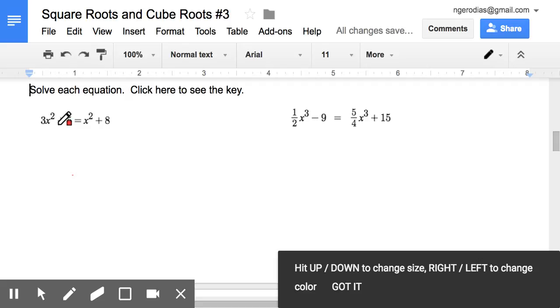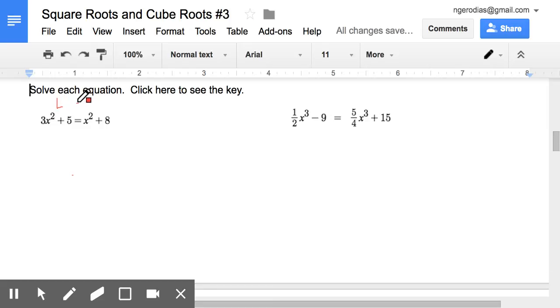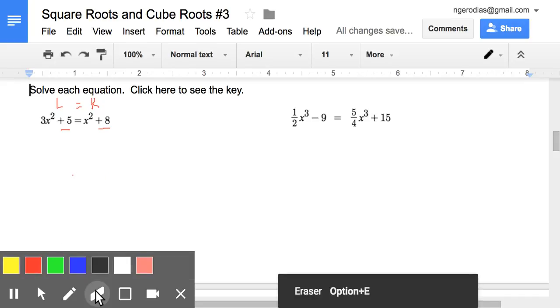Let us solve these equations. We have to remember that when we have an equation, it means that the left is equal to the right. And to keep the balance, whatever we do to the left, we do to the right. And when we're solving, we want the variable to be on one side, separated from the constant terms. These are the constant terms, positive 5 and positive 8. So we want the x squared to be separated from them.